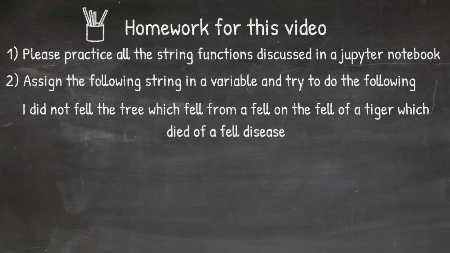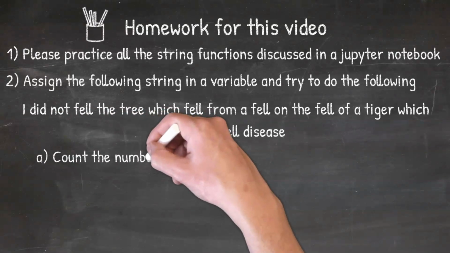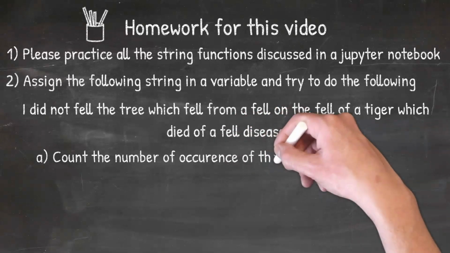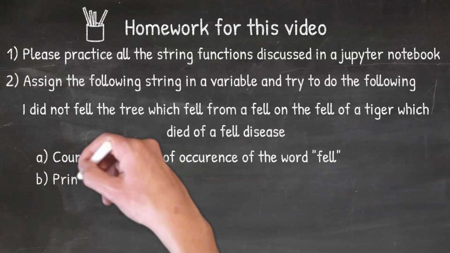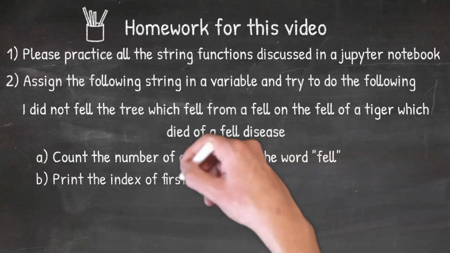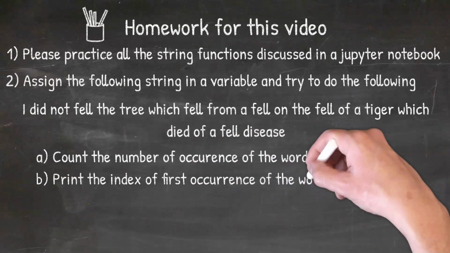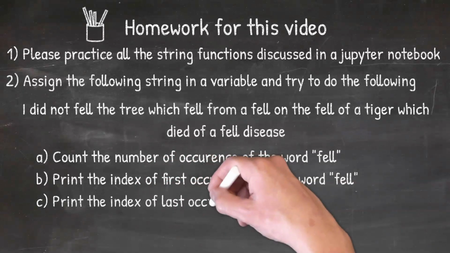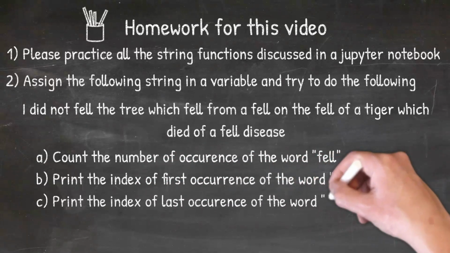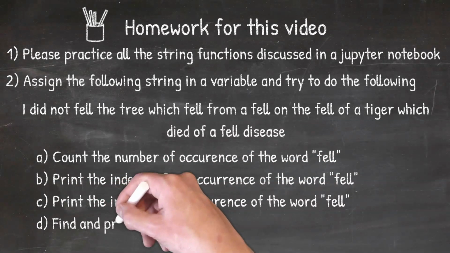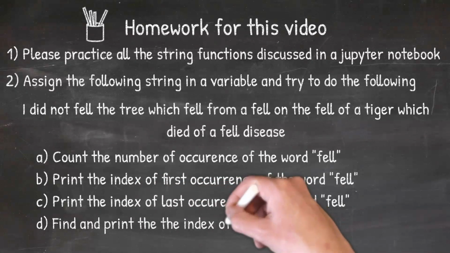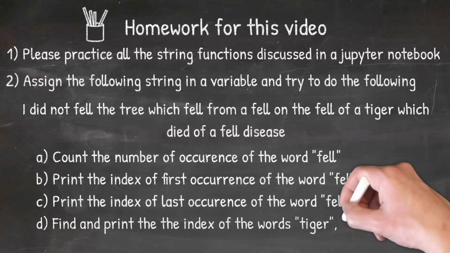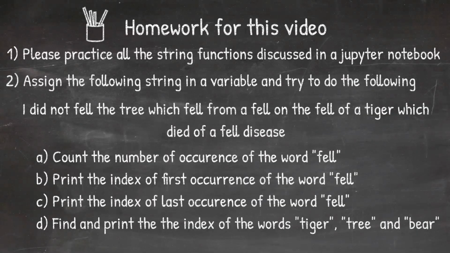The first task you need to do on this string is count the number of occurrences of the word "fell". Next, print the index of the first occurrence of the word "fell". Next, print the index of the last occurrence of the word "fell". And the last one, find and print the index of the words "tiger", "tree" and "bear" in the given string.